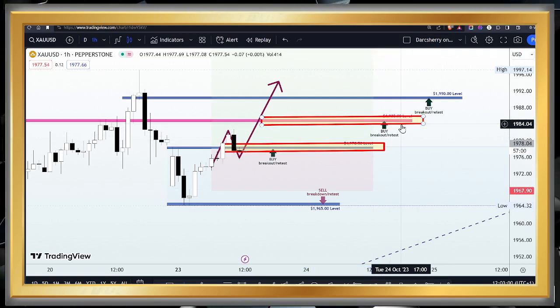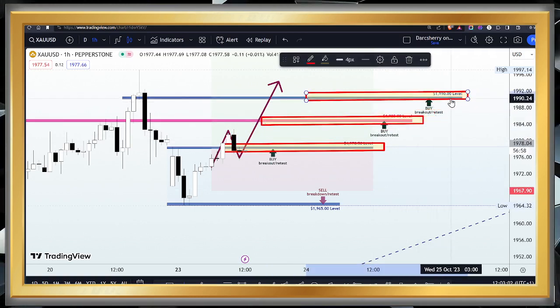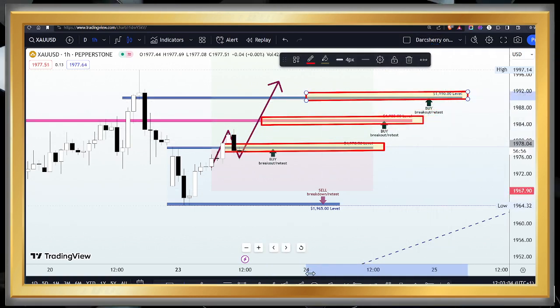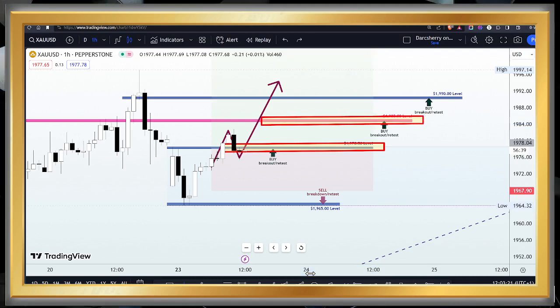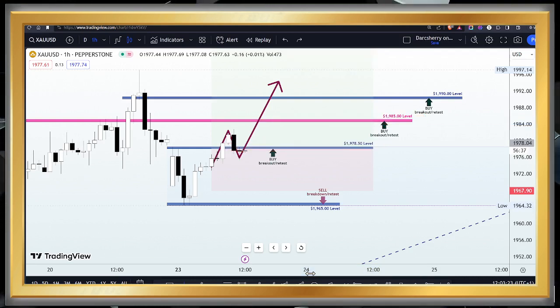we look out for more buying opportunities, and the further breakout of the 1990 level will welcome more buy positions here. So we're looking out for buying opportunities only if price climbs above the $1,978.50 level. Now, in as much as we're looking out for buying opportunities here, you know how we do it in this community. We also want to keep our options as dynamic as possible.